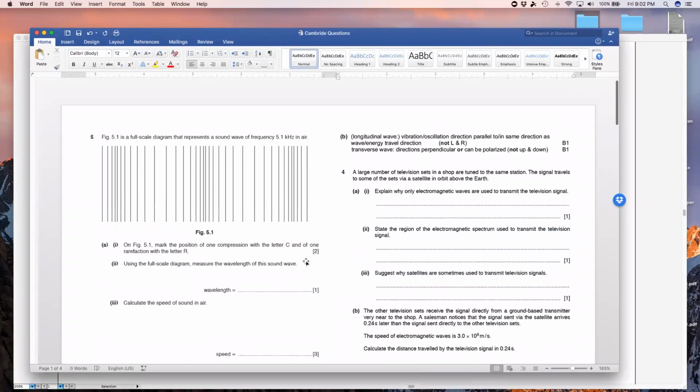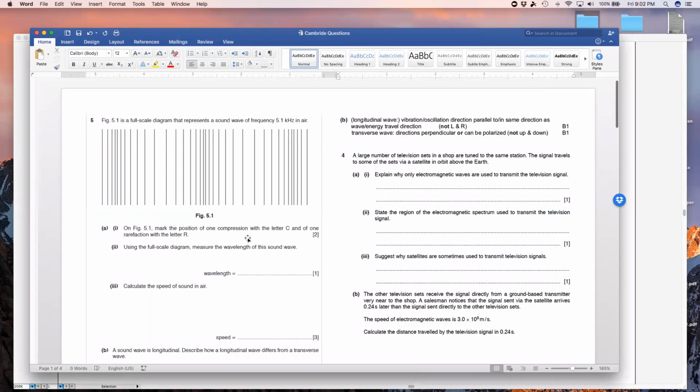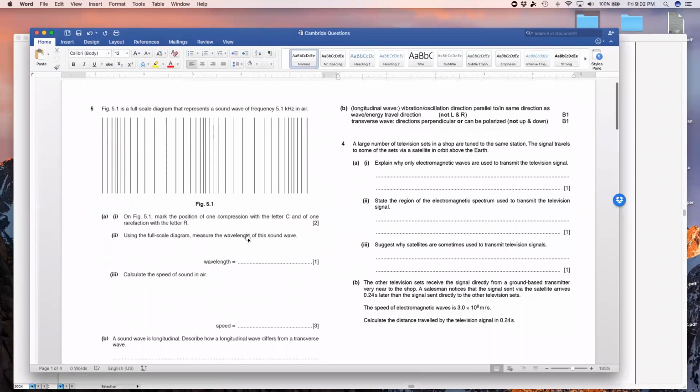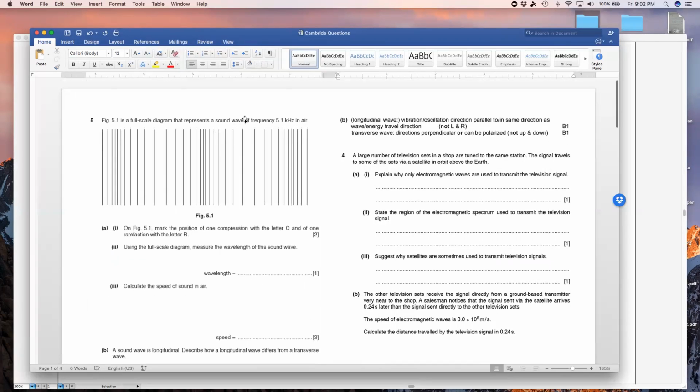So let's begin. In this file, what I did was I copied the Cambridge questions, and I also have the mark scheme associated with the question. But we're still going to be able to discuss the questions so that it will make sense. All right. So firstly, figure 5.1 shows a full-scale diagram representing a sound wave of frequency 5.1 kilohertz in air. They're asking us to mark the position of one compression.